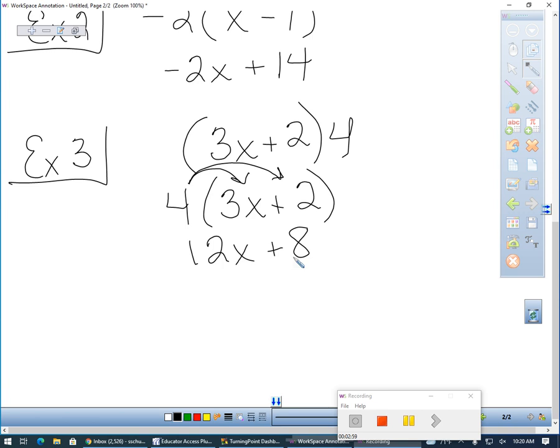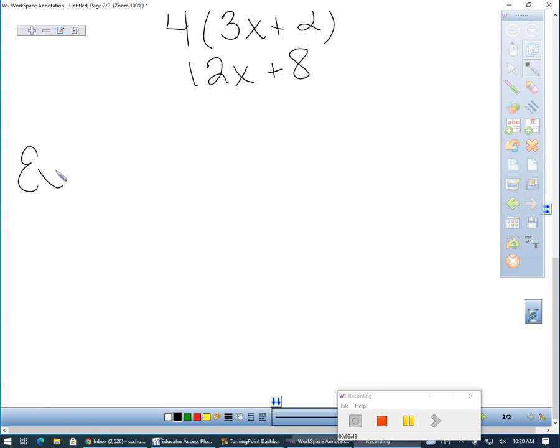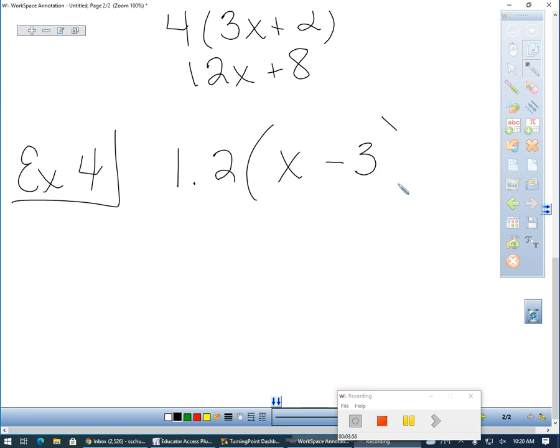All right. So here's one thing I want to talk about. In the first problems, here is our rule of thumb we're going to follow. If the problem starts off as a decimal, then our answer is a decimal. If our problem starts off as a fraction, then our answer is a fraction. Here's what I mean. Here's example number 4. 1.2 times x minus 3. So this is starting off as a decimal, so you can leave your answer as a decimal.